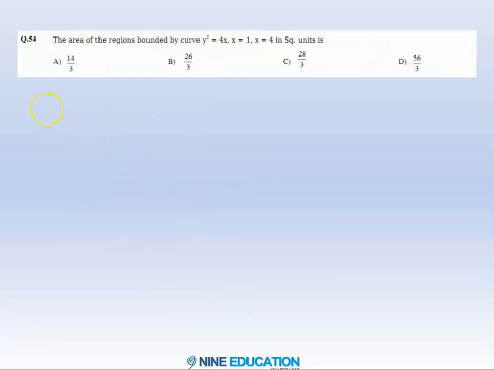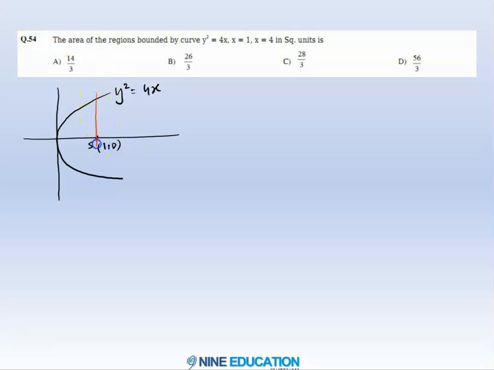Question number 54: the area of the region bounded by the curve y square equal to 4ax, x equal to 1 and x equal to 4. So again, this is a very simple question, a standard area-related question. You just draw this parabola y square is equal to 4x. We know that its focus will be at (1, 0), and if you draw the line x equal to 1, it will be somewhere here, and the next line x equal to 4 will be somewhere here.